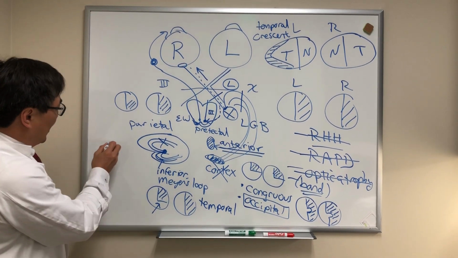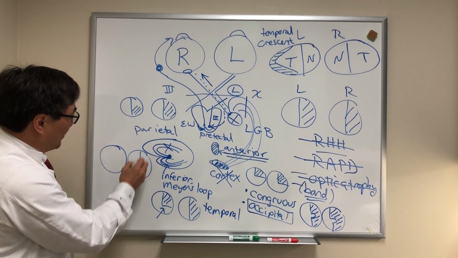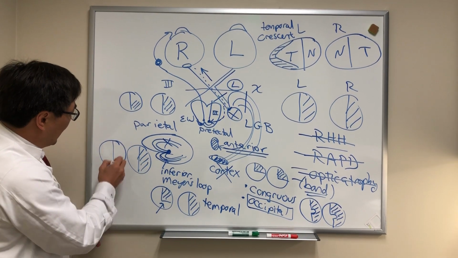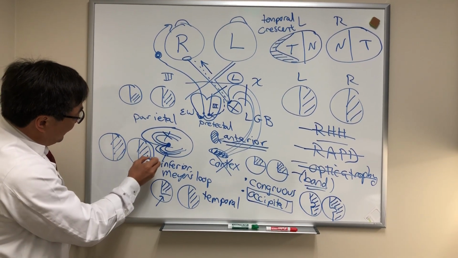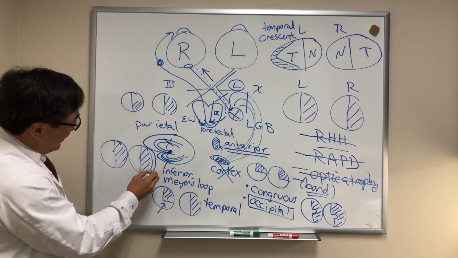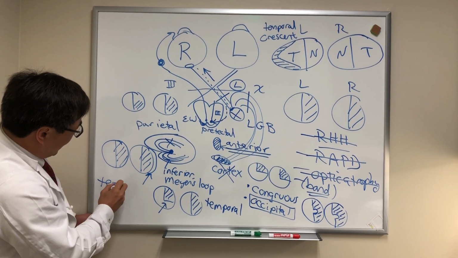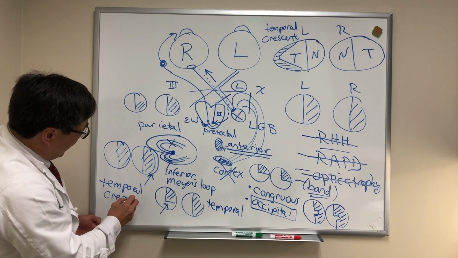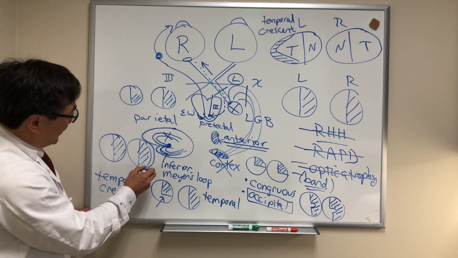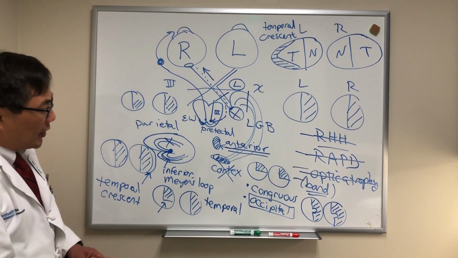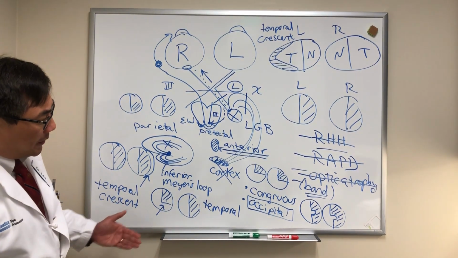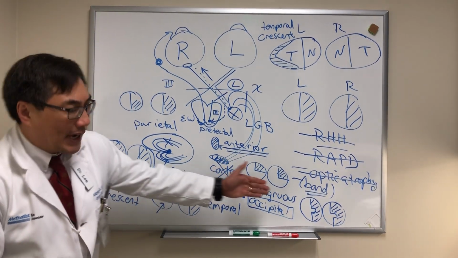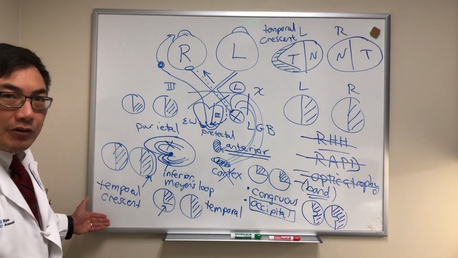And so what that means is, if you have a homonymous hemianopia, again on the right, if we have sparing of this temporal crescent right here, that temporal crescent sparing implicates occipital lobe. You can also have just selective involvement of this temporal crescent, although that's rare. So the three features that suggest occipital: congruous, macular sparing, and the temporal crescent.